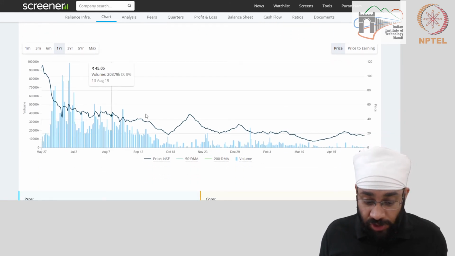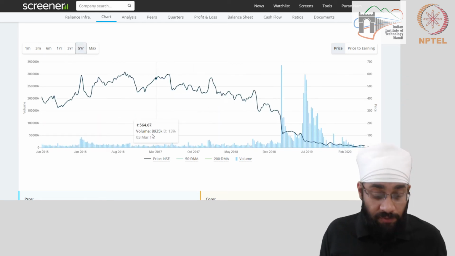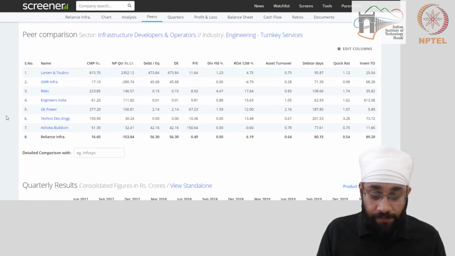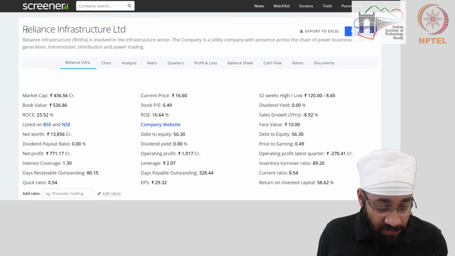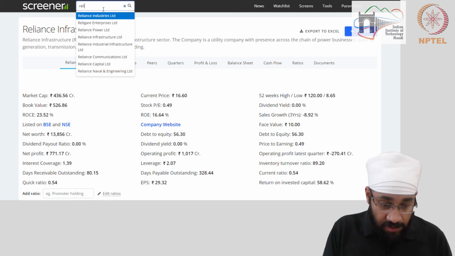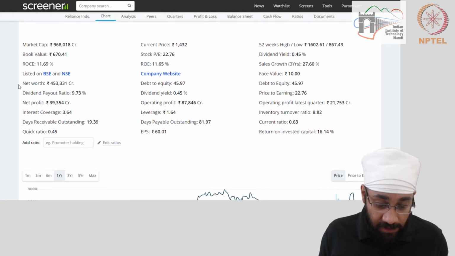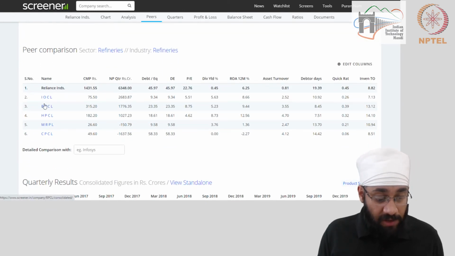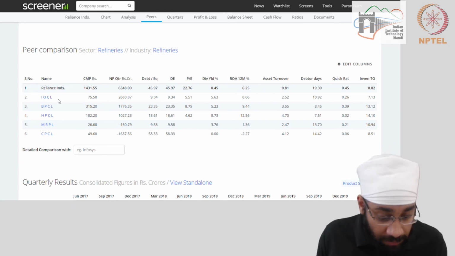So this is the share price. You can change the duration for which you want to look at the share price, but we are interested in ratios. Here is a peer comparison. So peer comparison of Reliance Industries. By the way, we are looking at Reliance Infrastructure. We are interested in Reliance Industries. So Reliance Industries here, let me go to the peer comparison. Yeah, so now you have other five companies which are in the same sector, same industry, the competitors.